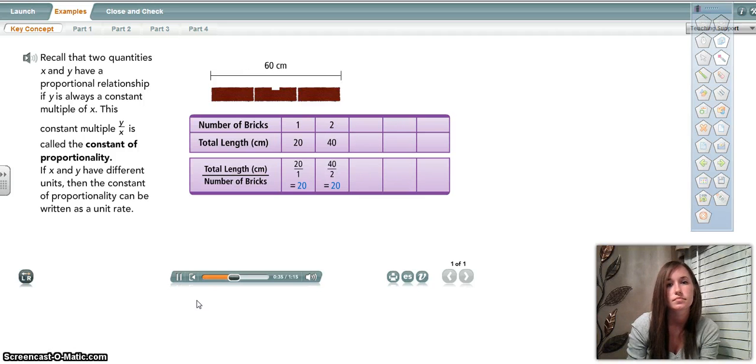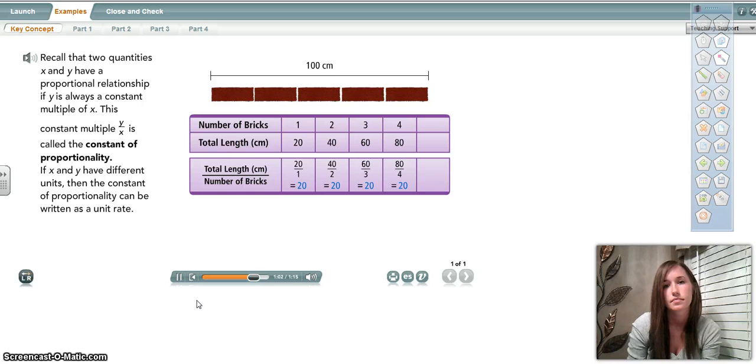There are now three bricks with length 60 centimeters. The proportion is 60 to 3, so the unit rate is 20. There are now four bricks with length 80 centimeters. The proportion is 80 to 4, so the unit rate is also 20. There are now five bricks with length 100 centimeters. The final proportion is 100 to 5, so the unit rate is also 20. The constant of proportionality is 20 centimeters per brick.